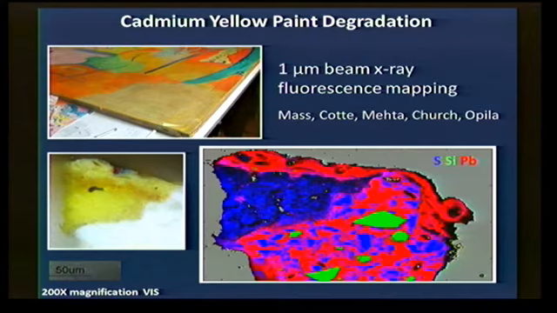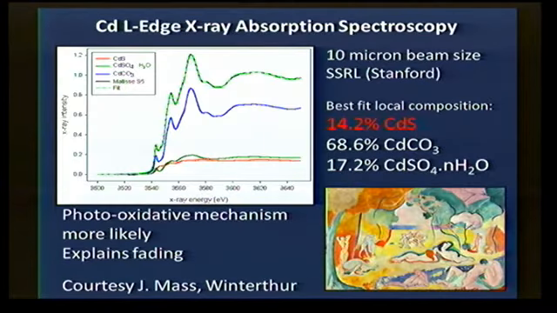Again, using very small synchrotron radiation beams, she's able to do this sort of mapping. She's looking here at the distribution of sulfur, silicon, and lead across the different chromatic layers of the painting. And the question mark here is, what is the degradation process? Basically, what's happening here is that this yellow is progressively losing its color. So this is more work done at synchrotron radiation facilities on the same paintings.